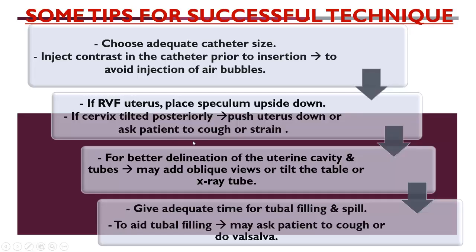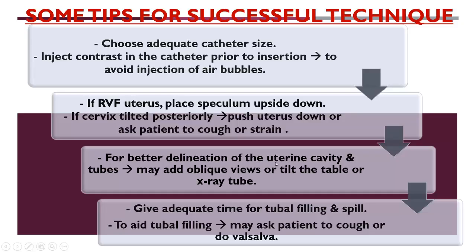And sometimes we have a problem with patients that have secondary infertility with previous cesarean section. Sometimes the uterus, due to the fibrosis, is high up. So we have to start to push the uterus by manual examination and ask the patient to cough or strain in order to reach the cervix, if the cervix is either tilted posteriorly or elevated upwards by the adhesion from previous cesarean section.